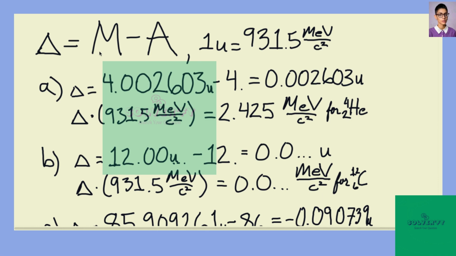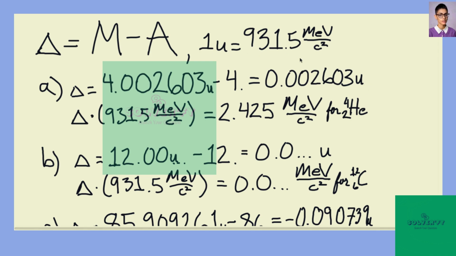So to do that, you take the mass in atomic mass units minus the atomic mass number, which is an integer, but I'm calling it a decimal. Since we're subtracting from a number with units, we're going to assume that the atomic mass number also has units. And we come up with a difference of 0.002603 atomic mass units for helium.